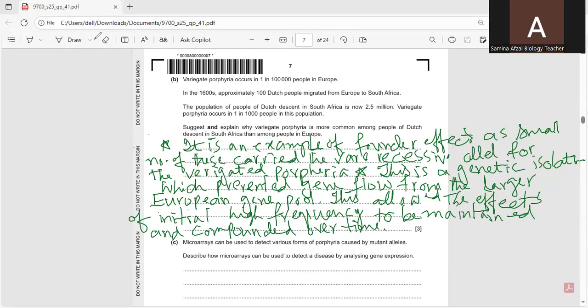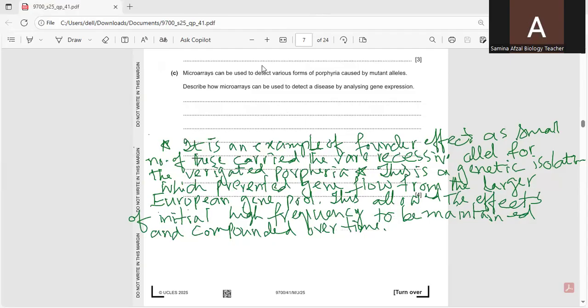The high prevalence in South Africa is not due to any selective advantage of the allele, but to random chance that a founder carrying the rare allele was part of the very small group that established the new population. So that can be the reason, and it can be due to their transfer from one place to the other, as they had migrated from one place to the other.